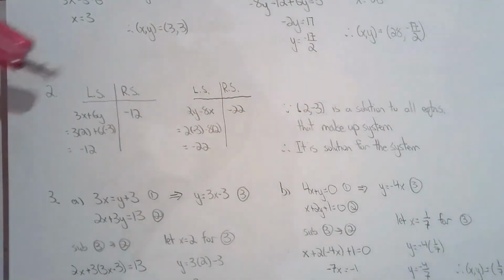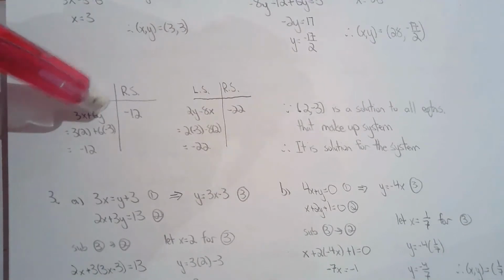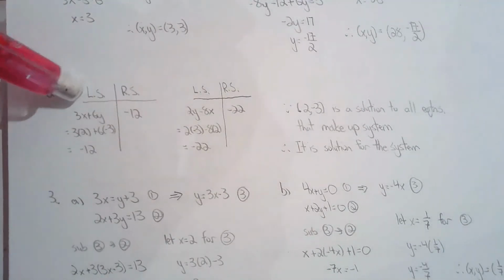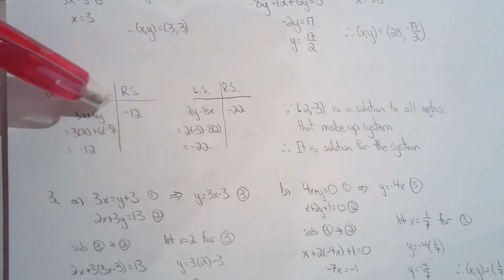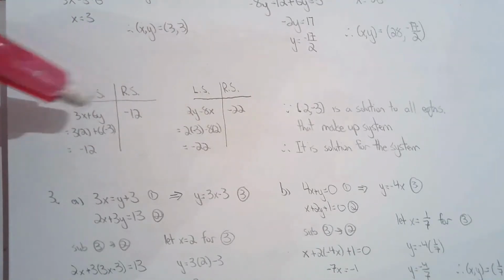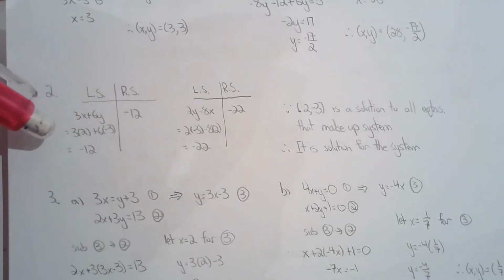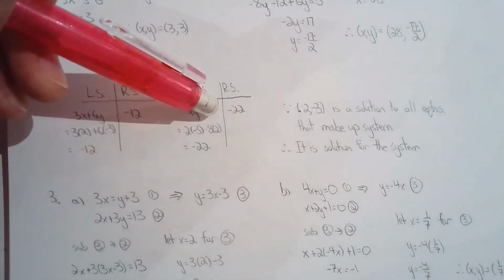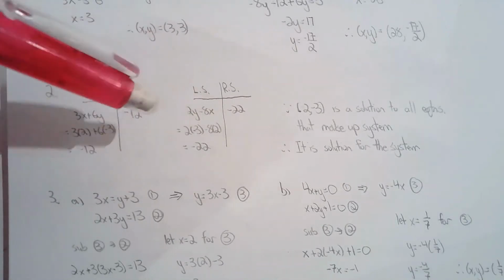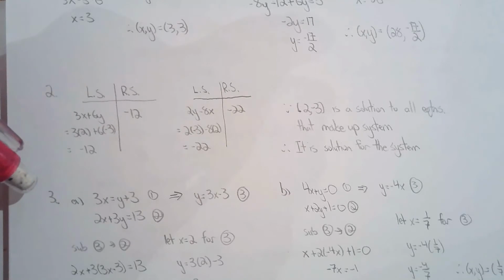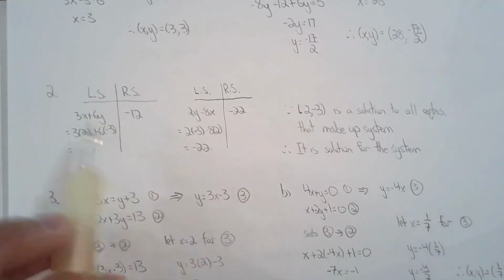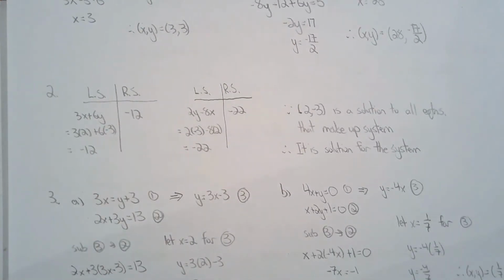(2, negative 3) is indeed a solution to the system because I proved using these left side, right side tables that (2, negative 3) is a solution to all the equations, not only two equations, but to all the equations that make up the linear system. So once I've proven that it's a solution to all the equations that make up the linear system, then it must be a solution for the entire linear system. You have to check with both equations. Please don't be lazy and just check with one, because then it would be inconclusive.